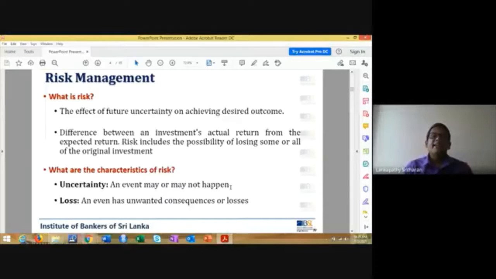Then somebody may ask, if we know that, why are we using the word uncertainty? What if it is sure? If that event certainly happens, will it be a risk? Not exactly, because if we know that some event will happen 100%, then that is not a risk at all. A risk is something that may or may not happen. That is called uncertainty. That's why I use the words future uncertainty here, because this event may happen or may not happen.